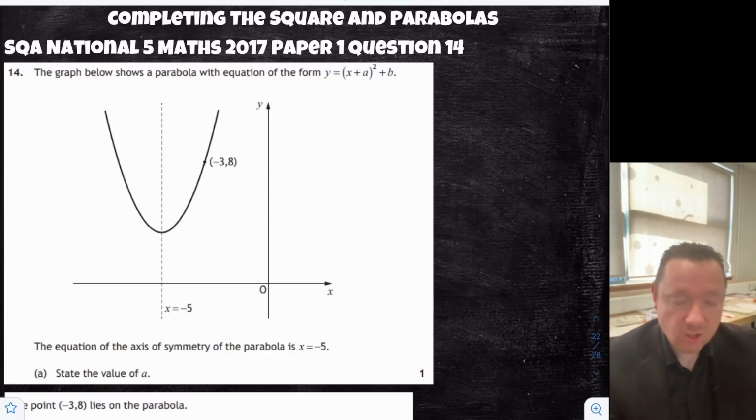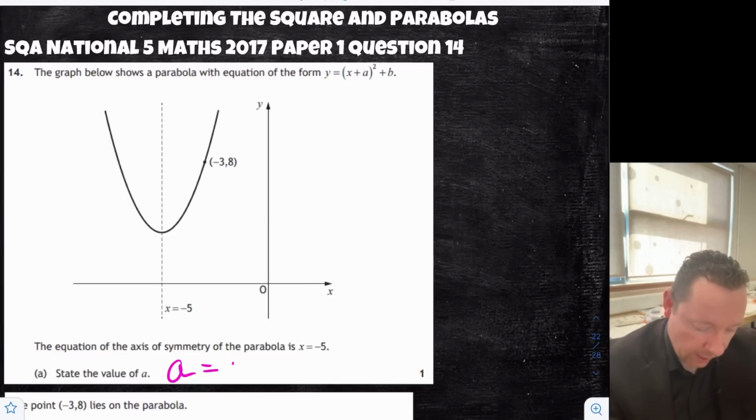So this is testing: do you know that this tells you the turning point? The a is the 5. So all we're asking you to do is write a equals 5, not minus 5, because it's what makes this bracket 0. So it's 5 here, so minus 5 plus 5 is 0. So a equals 5.